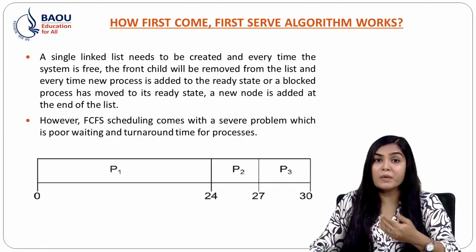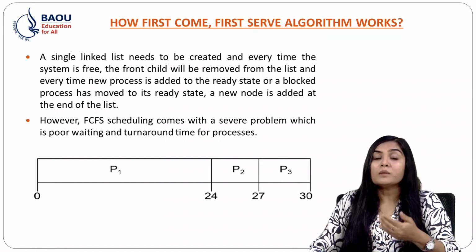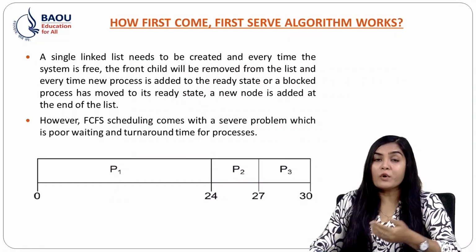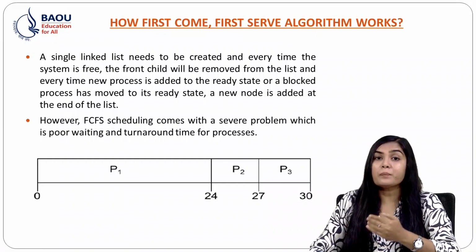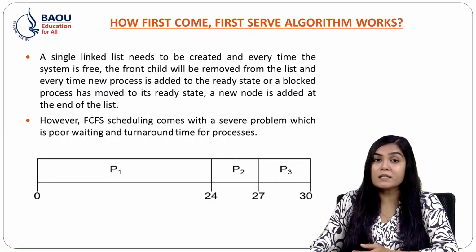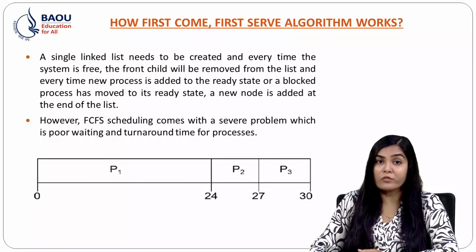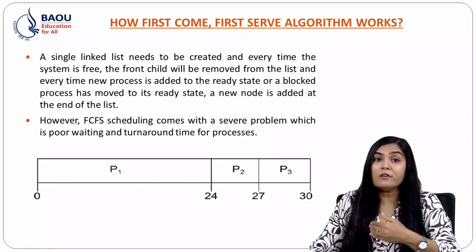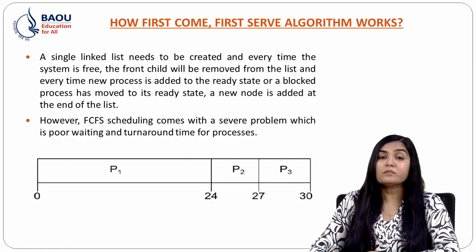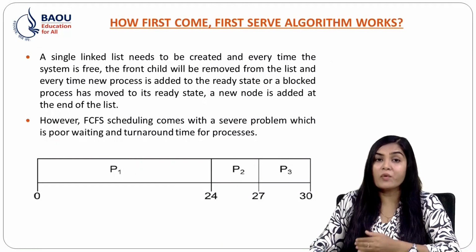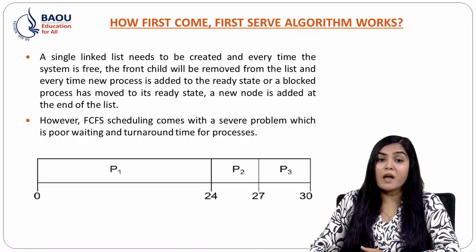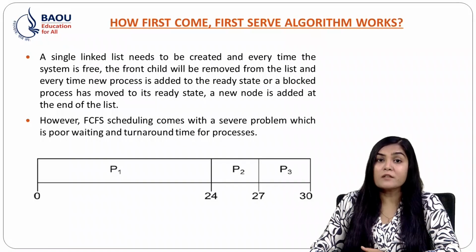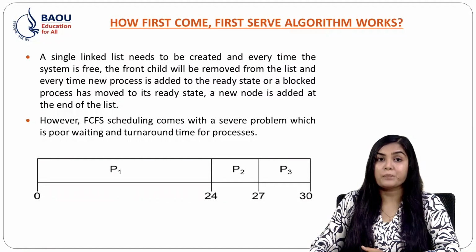Here burst time means the execution time. So burst time of different processes are 24, 3 and 3 respectively. Process P1 will run first as there is no other process ahead of it in the queue, which makes its waiting time 0. Waiting time of P2 is 24 as it goes after P1 has completed, and the waiting time for P3 will be 27 because of P1 and P2's execution time.